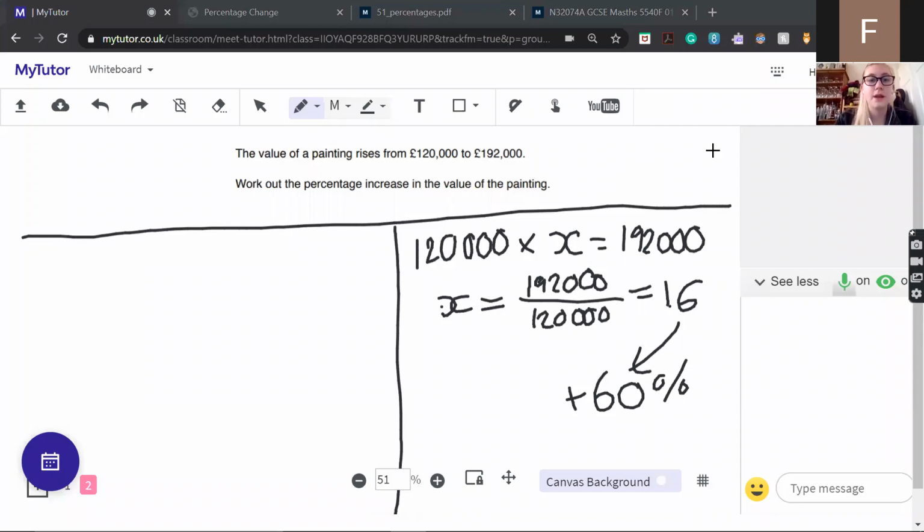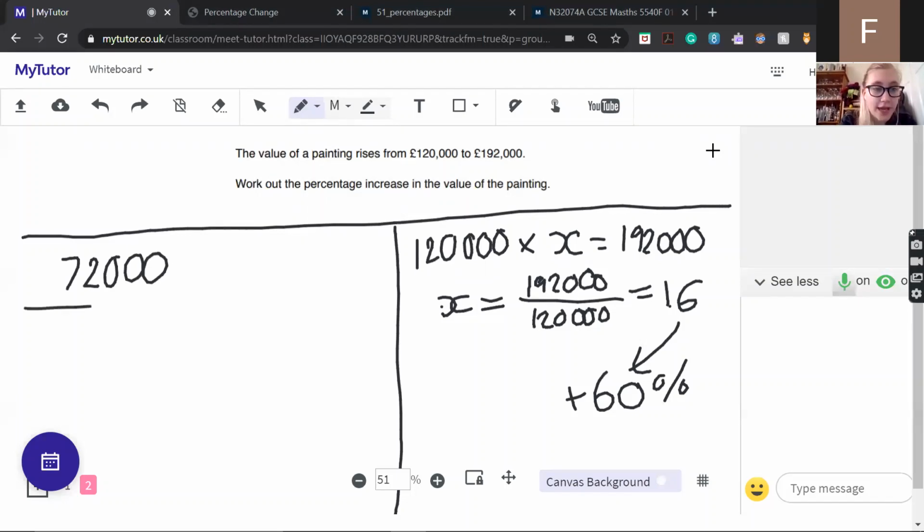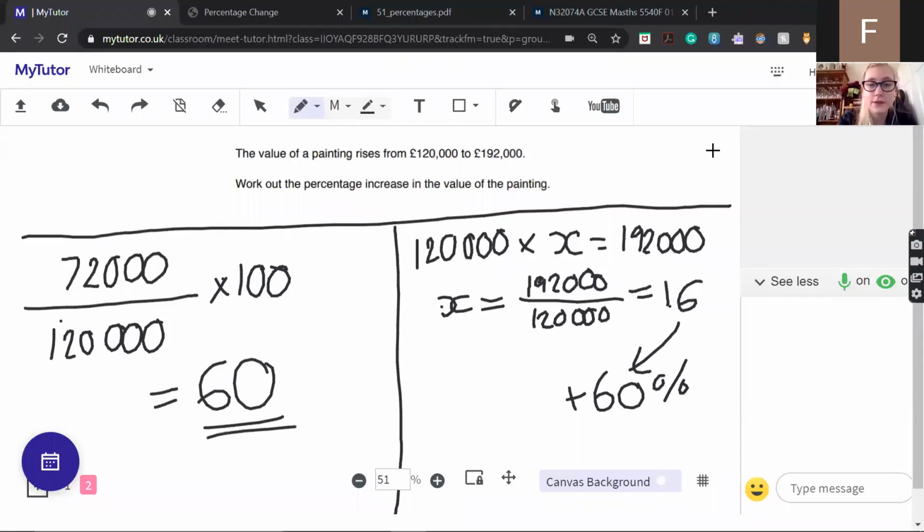And then this other method here, well, how much has it risen by? To get from 120,000 to 192,000, we're increasing it by 72,000. So we take that, work out what that is as a percentage of our original amount. So to do that, we do that and times it by 100, and that will give us 60. So it's the same thing that we get using both methods. Hopefully that all makes sense there.